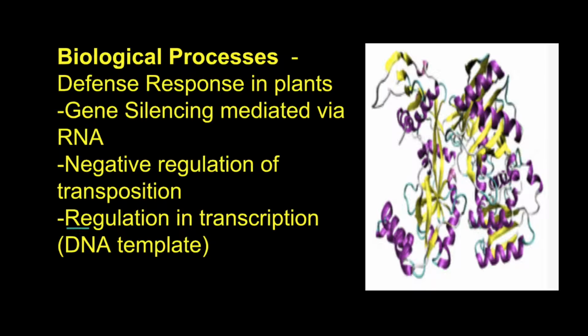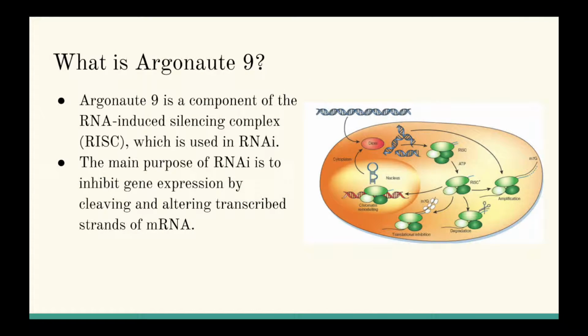Common biological processes of our particular Argonaut protein were defense response in the plants, which occurred in the same cells, gene splicing mediated via RNA, negative regulation of transposition, and finally regulation in transcription, and that was, of course, DNA templated. What is Argonaut 9?